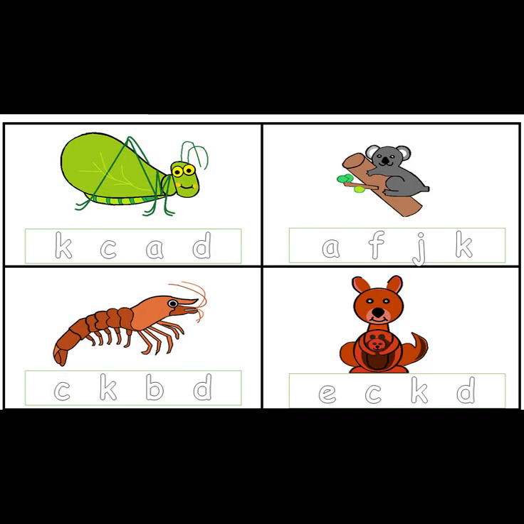This is a letter ID or recognition activity. Have kids say the picture. If they need help, that is fine. And then have them color in the letter that that picture begins with. We know that they all begin with K, but the kids have to find the K, and then they need to color it in. This is a completed example.